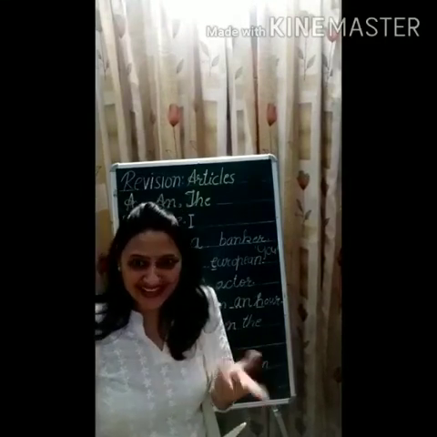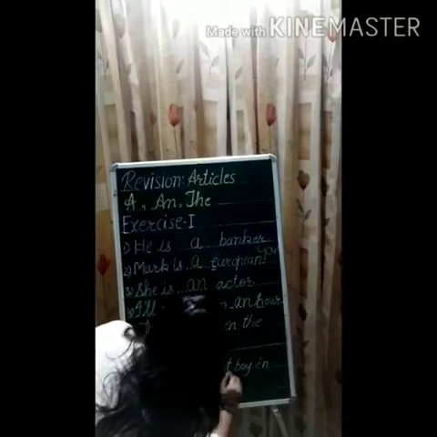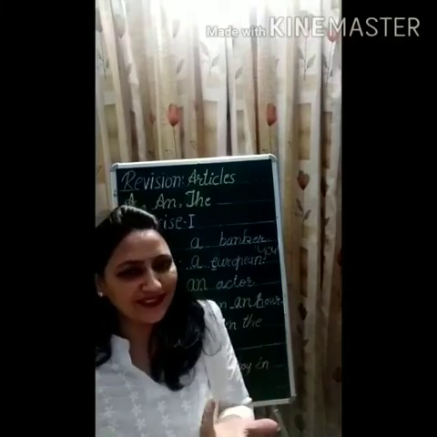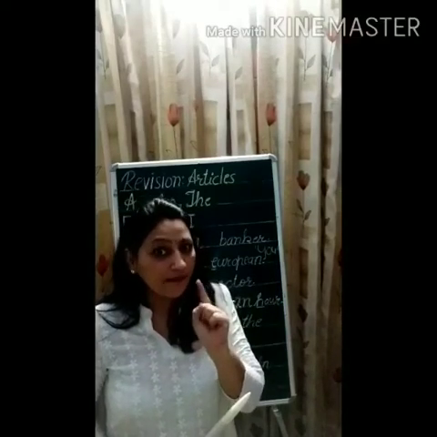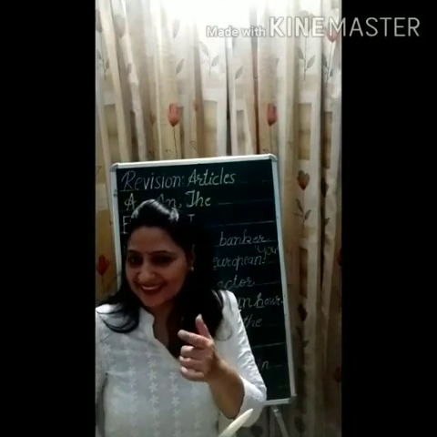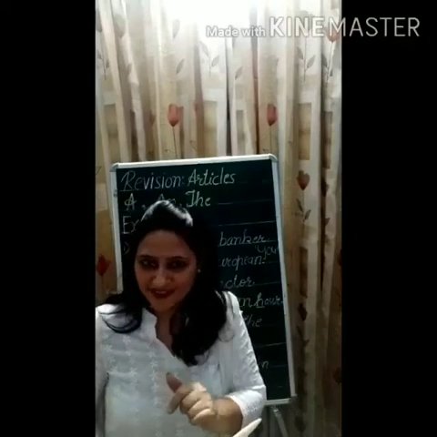Now look at the other one: Dash sun rises in the east. For a unique object, we use article the. So now let us read this sentence: The sun rises in the east. Now look at the last one: He is dash best. Can you guess what this word is? This is a superlative degree. Have you heard about good, better, and the third, that is best? So when we have superlatives, before that we always use the.